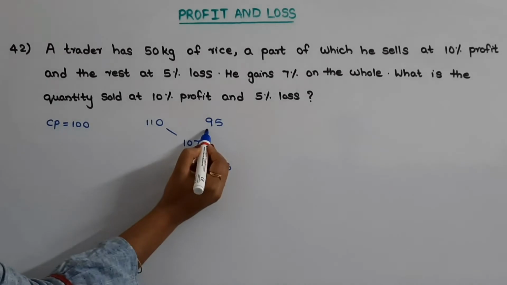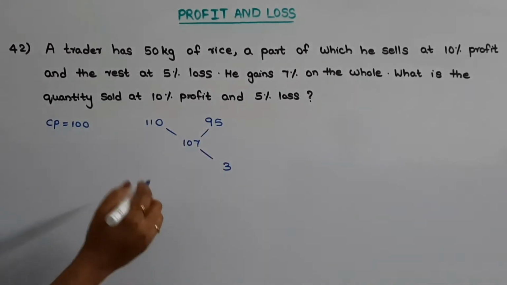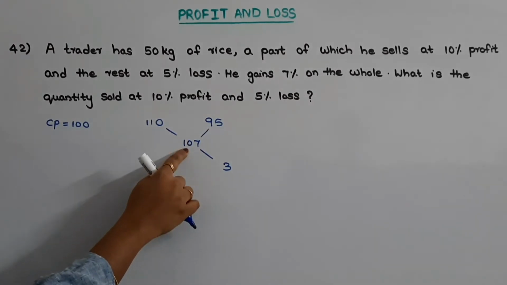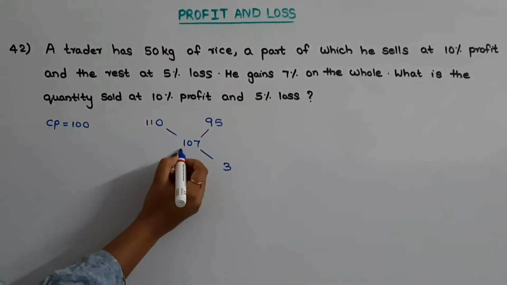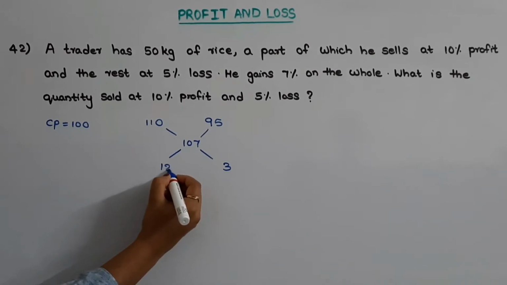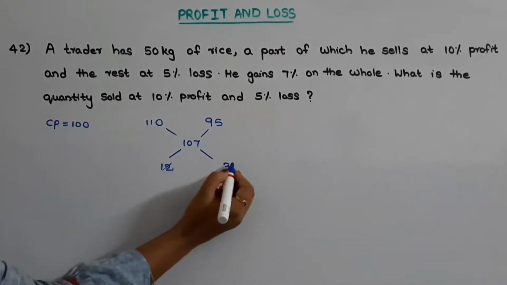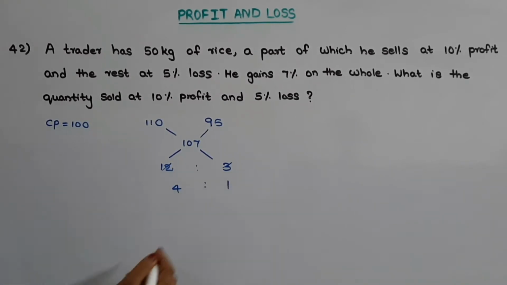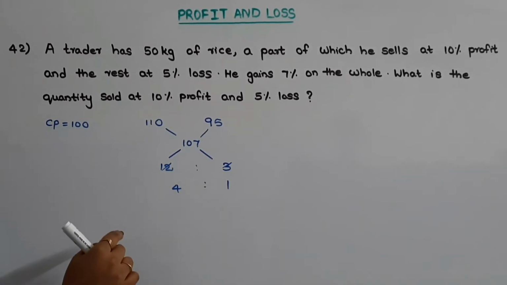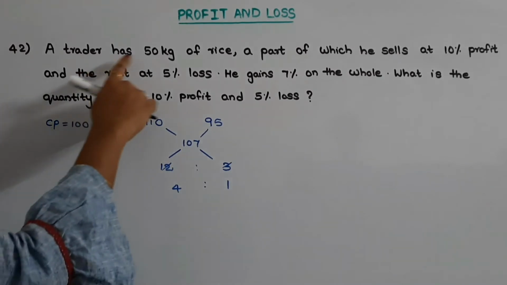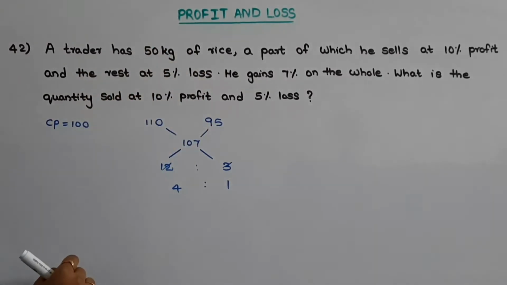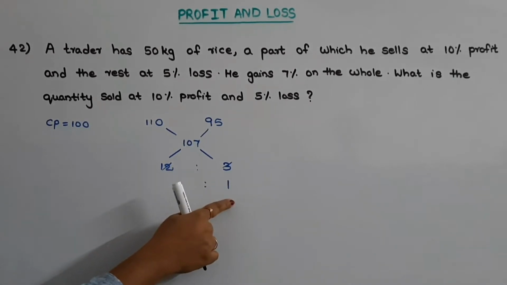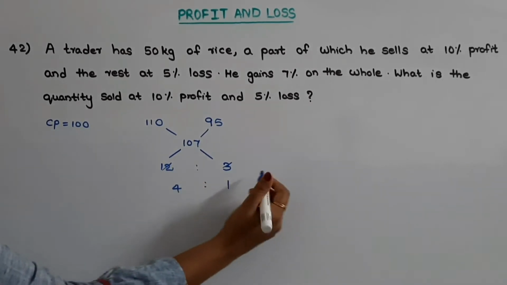Now you take the difference between this both. For that, subtract this value from this middle value, that is 107 minus 95, that will be equal to 12. Now we need to take the ratio between this both, so that will be equal to 4:1. So this will be the ratio of the quantity. The total quantity of rice is given as 50 kg, so we need to find out the sum of this ratio. What will be the sum of ratios? That will be 4 plus 1, that is 5.